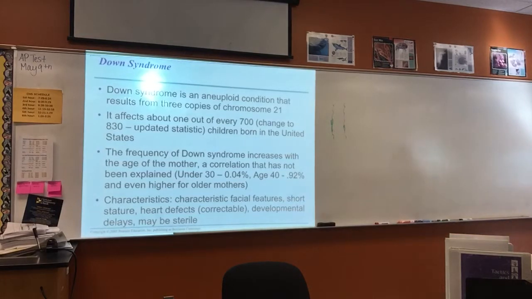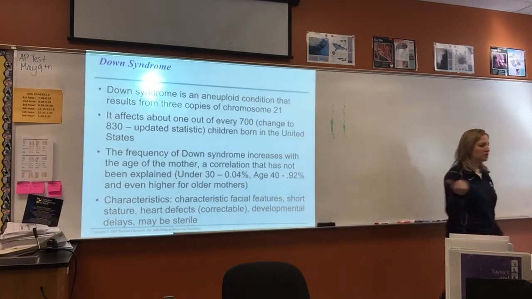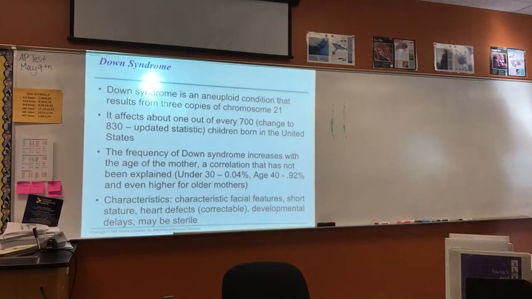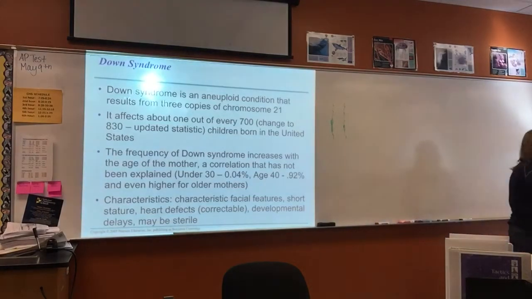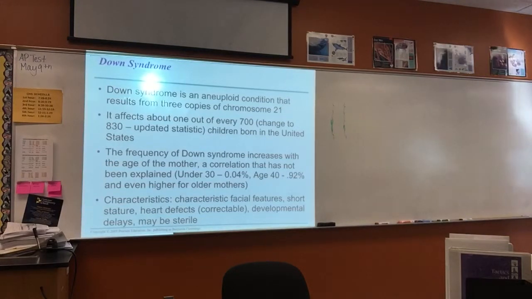All right, so then there's characteristics. So I'll show a picture in just a second. There are some characteristic facial features with their eyes and so on. Usually shorter. They usually have some types of heart defects that are common, that most people with Down syndrome probably have had some kind of heart surgery in their life before to correct. They have developmental delays, so it's harder to learn to do things and reach different milestones in childhood and so on. And can be sterile.